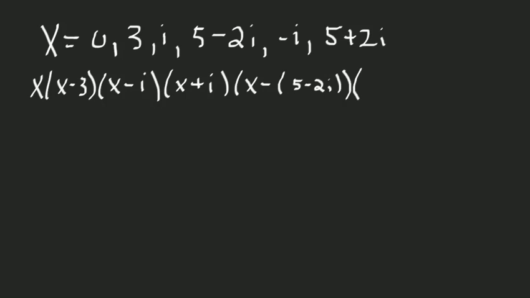And the next part is going to be x minus 5 plus 2i. Notice they're not the same. One is minus 2i, one is plus 2i. So I have 6 factors. That means I'm going to end up with a 6th degree polynomial. In fact, this may be the longest problem you've ever done in a math class.